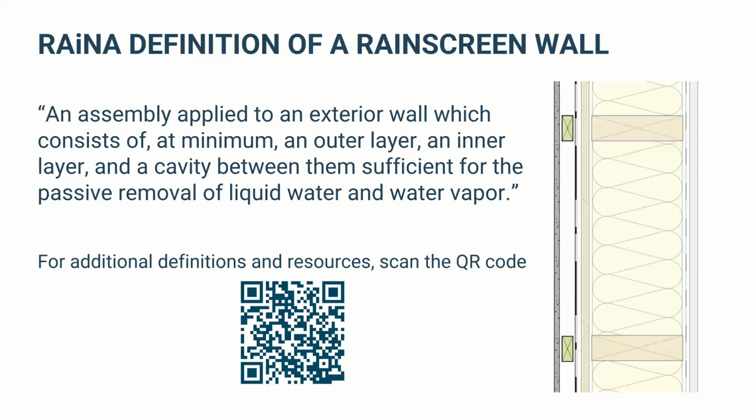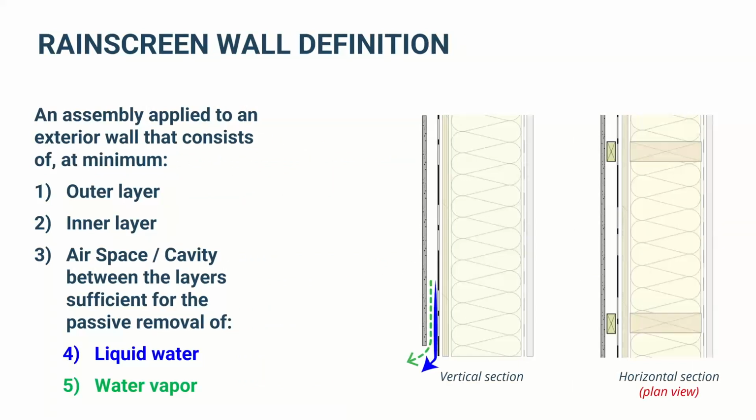So really, that's what we mean when we say Rainscreen. It's the outer layer, inner layer, and then the cavity, and it's sufficient for the passive removal of liquid water and water vapor. Okay, so just a couple of examples. We've got this pretty common assembly here. We've got some kind of panel cladding system. That's our outer layer. We've got the inner layer, which is the WRB, water resistant barrier, over the sheathing. And then we've got our airspace in between. That could be formed by a bunch of different things. In this case, it's formed by vertical wood strapping or furring. The blue shows liquid water is able to drain out of here, and then the other arrow is water vapor. So this would be ventilated as well.